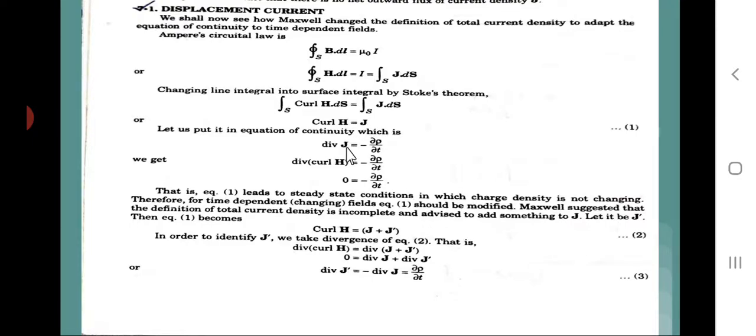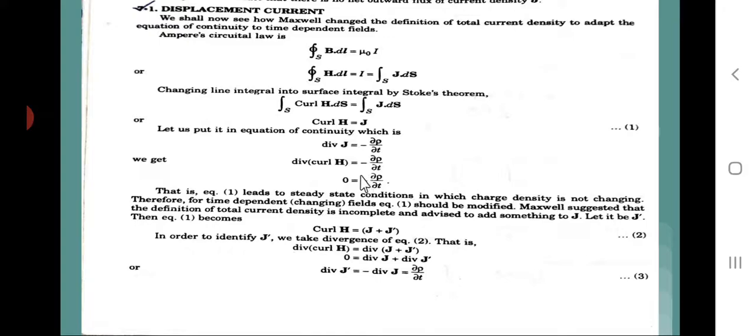Let us put it in the equation of continuity, which is divergence of J is equal to minus dou rho by dou t. This is the equation of continuity. Therefore, substitute the value of J in this equation. We get divergence of J, that is, divergence of curl of H, is equal to minus dou rho by dou t.